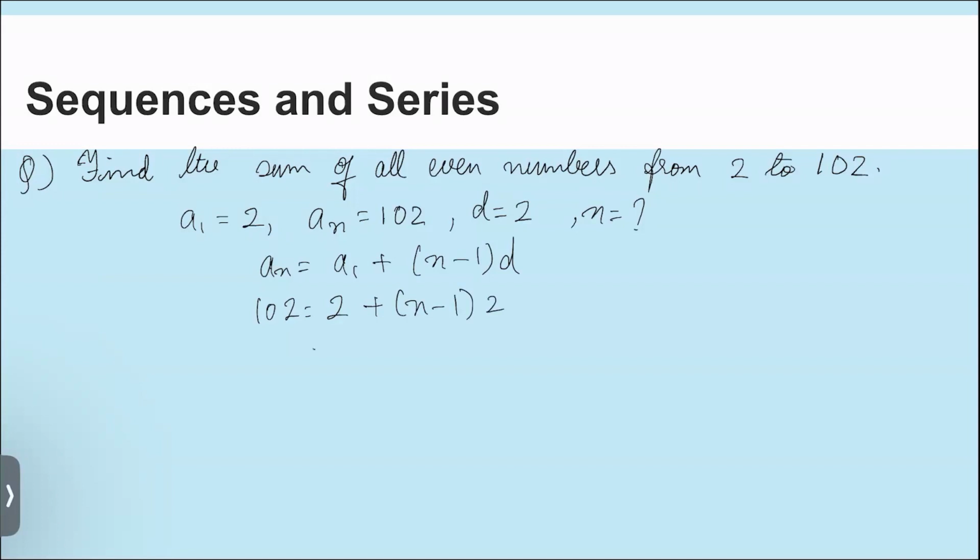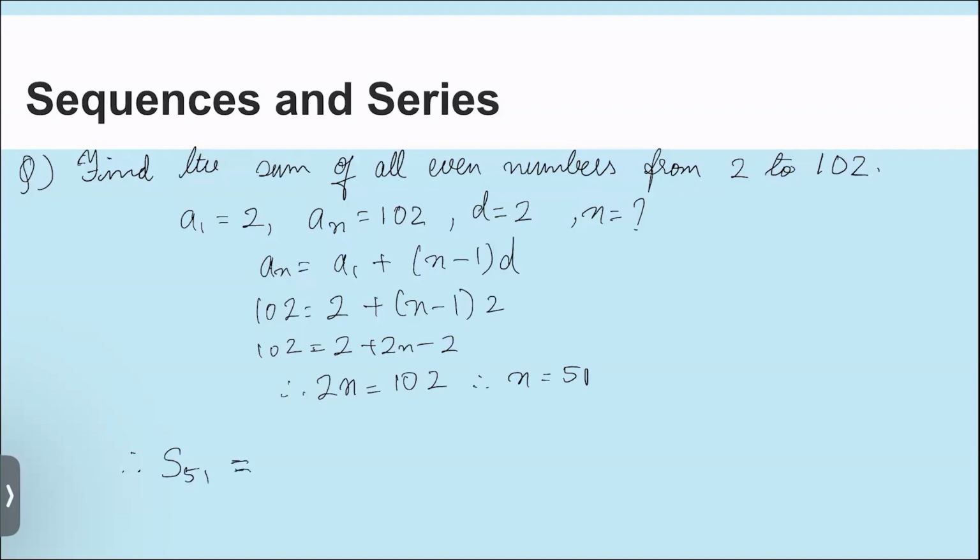So you will have 2 plus 2N minus 2. So 2 and minus 2 get cancelled. Therefore 2N is equal to 102, so N is equal to 51. Okay, so we have 51 terms in total from 2 to 102, the even numbers. Now we will find our S51, the sum of the series.